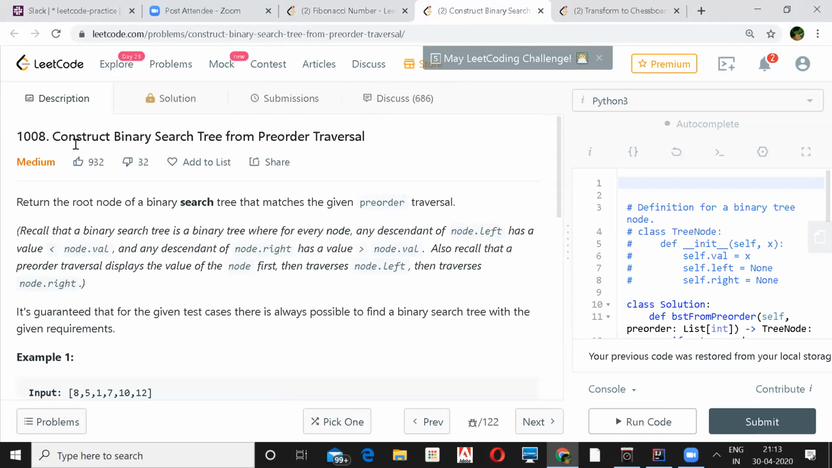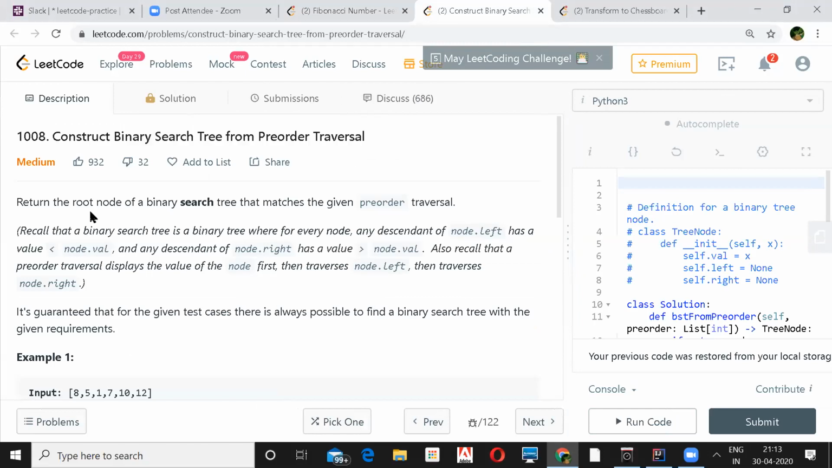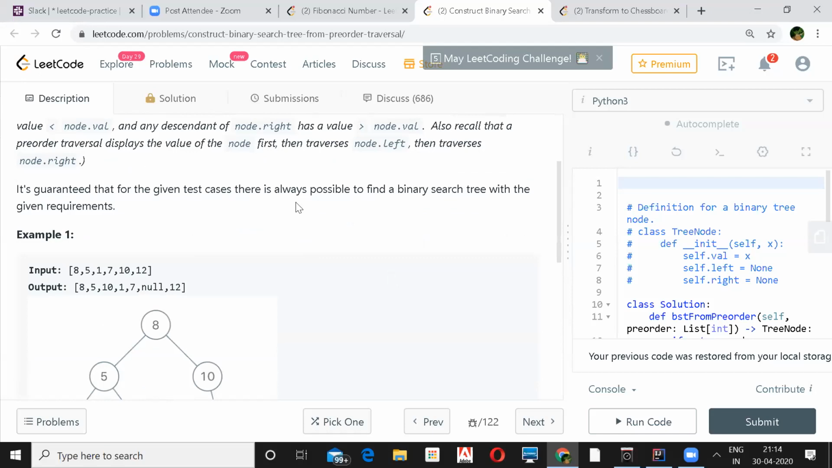We have to construct BST from pre-order traversal. We are given the root node of a binary search tree, which matches the given pre-order traversal. And they have given the definition: a binary search tree is a binary tree where for every node, any descendant of node dot left has a value less than node dot val, and right will be greater than the node dot val. And also recall that a pre-order traversal displays the value of a node first and then traverses node dot left and then right.